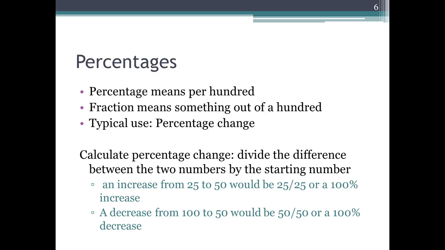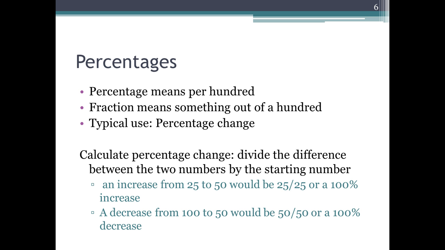The typical use for percentages is when we are trying to emphasize the percentage change of an event or an illness or a morbidity or mortality. And to calculate your percentage change, the formula is very simple. You just divide the difference between the two numbers by the starting number. So the key thing here is you need to remember what your starting number was.